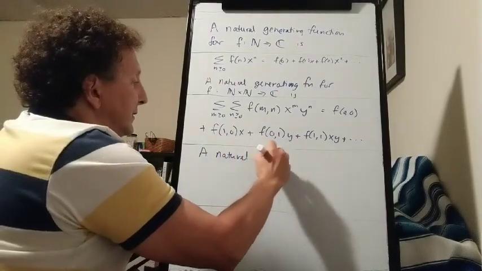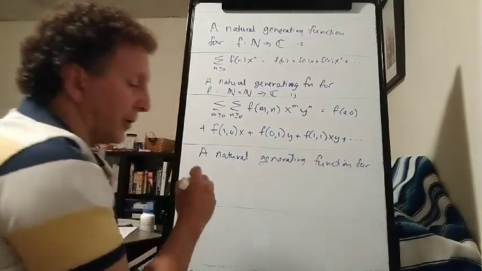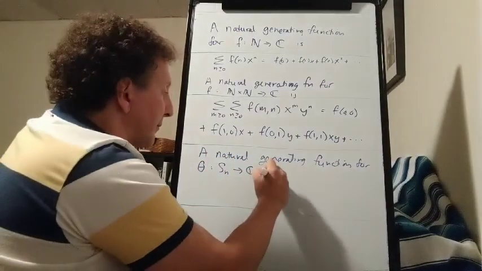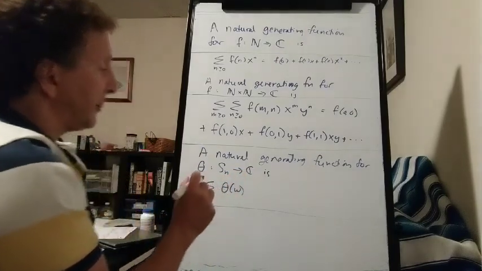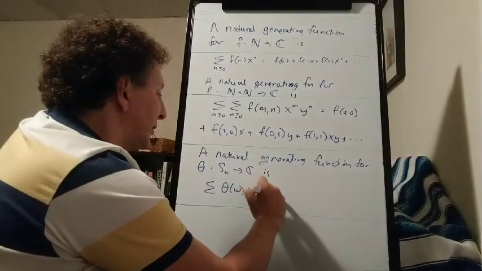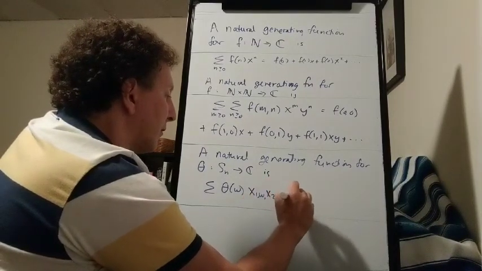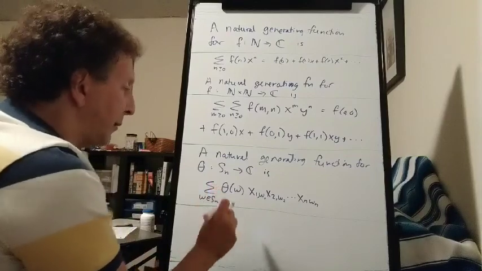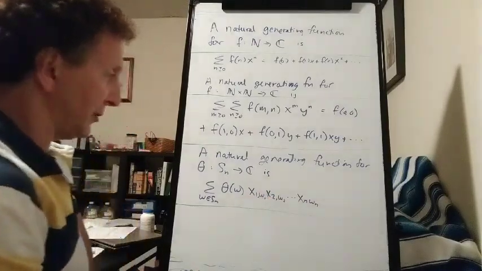Now, a natural generating function for a function theta from the symmetric group to, let's say, the complex numbers, is: now we want to put theta of w next to some kind of monomial that reminds us of the permutation w. So if we have enough variables, and n squared variables in particular, then we can form this permutation monomial where the first indices are 1 through n in order, and the second indices are some permutation of n.